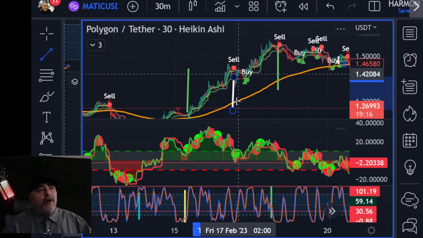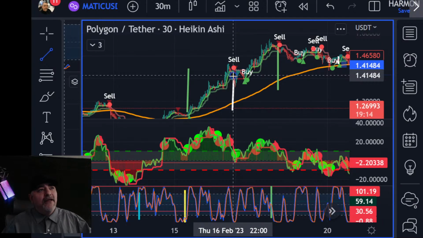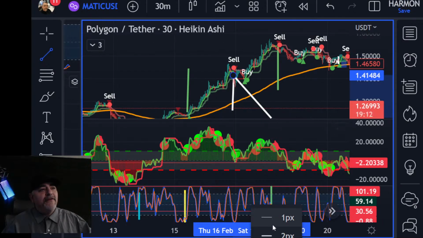So I'm going to turn this white because that's the 30-minute one. I'm going to make it a little bit thinner because it's too thick.